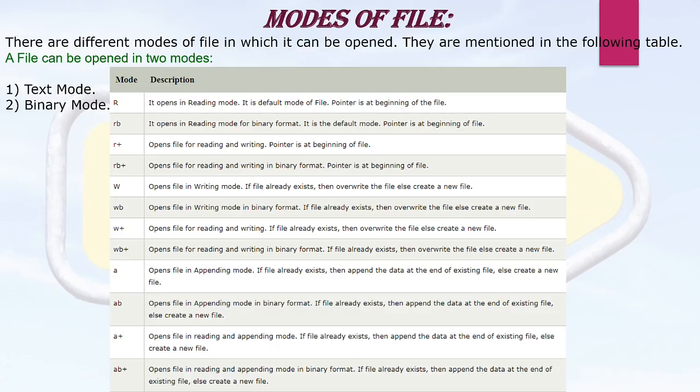Now we will see the modes of a file. There are different modes in which a file can be opened, mentioned in the following table. Basically, a file can be opened in two modes: text mode and binary mode. Following are the modes and their descriptions. The modes are R, RB, R+, RB+, and so on. These are the different modes which tell how the file can be opened.